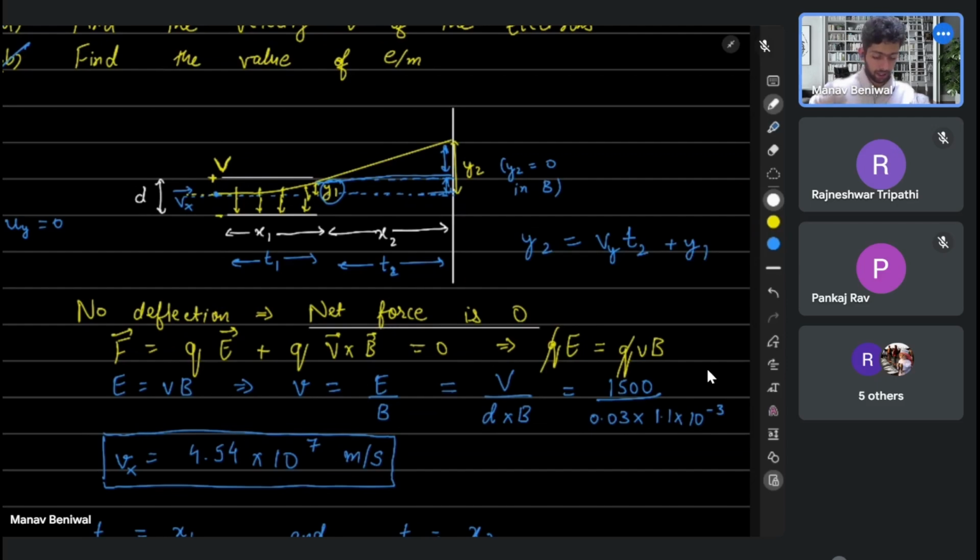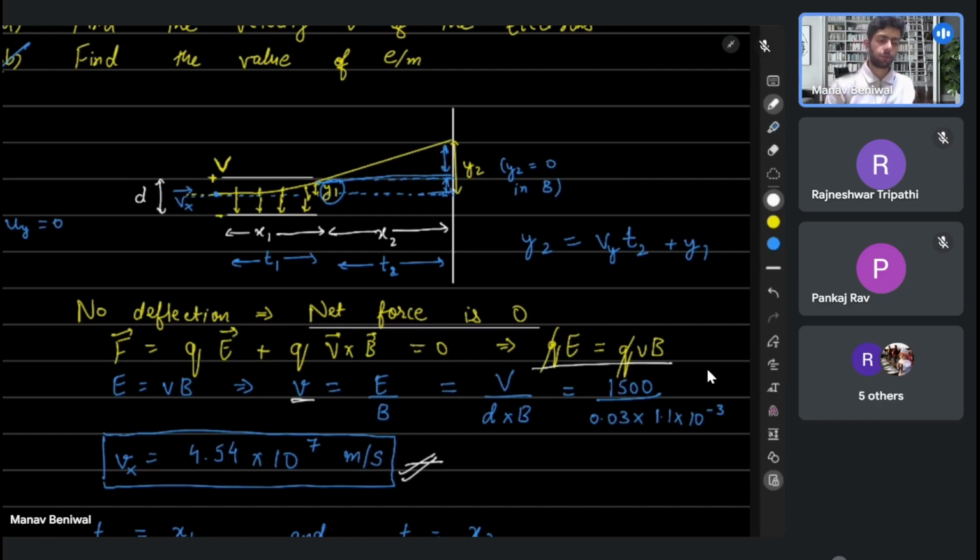In that case, we can equate these two terms, one because of electric field, one because of magnetic field. And this gives us the velocity of electrons. We are getting the velocity of electrons as 4.54 times 10 to the power 7 meters per second. Now note that this velocity is pretty high, right? This goes into the relativistic region. But in the calculations and the equations which we have used, we do not consider this as of now.